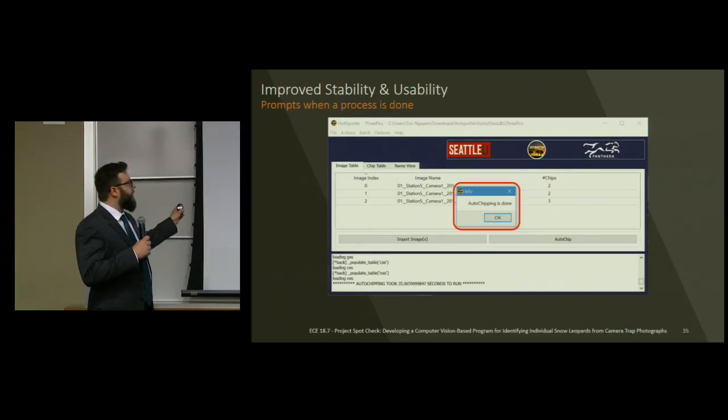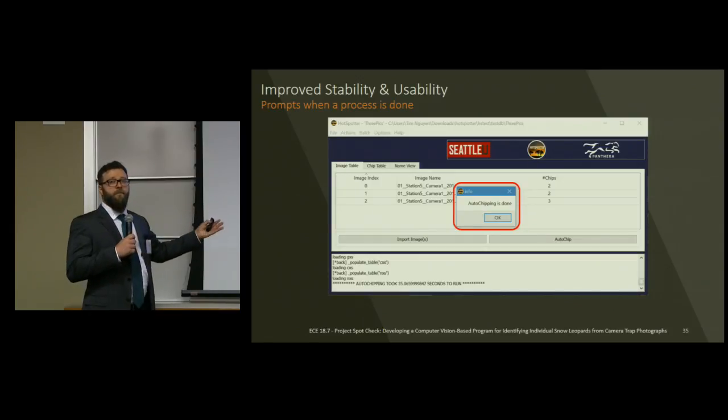Similar thing here for each phase of Hotspotter. Now when it's complete, you get a little pop-up that lets you know it's time to move on.